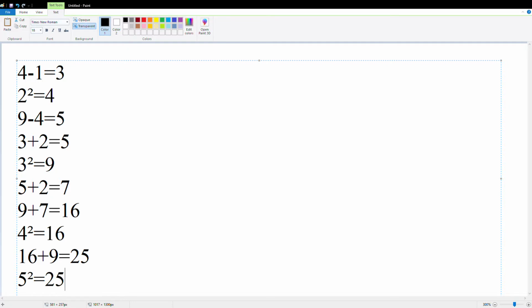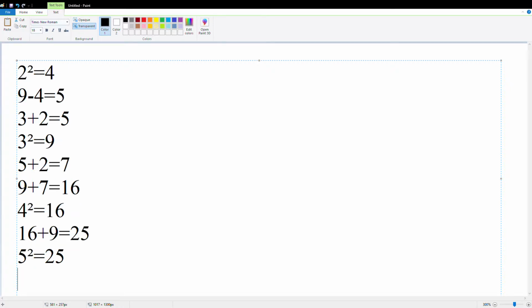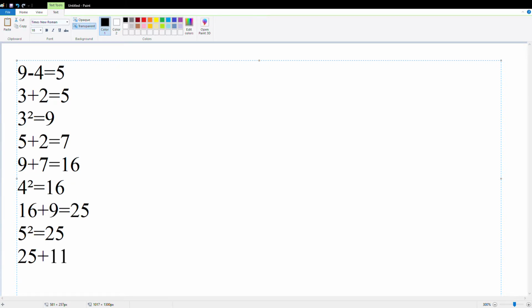And then if we were to keep going, you would keep adding on. So now we add 2 to 9, which becomes 11. And you take 25, and you add 11. You get 36, which is 6 squared. And then so on and so forth.